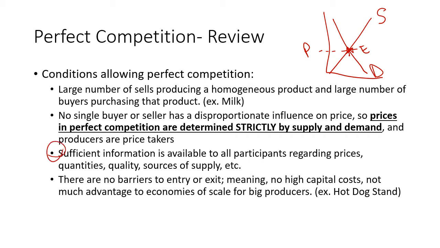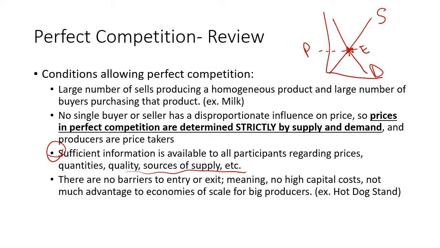Another signifier for perfect competition is that sufficient information is available to all participants regarding prices, quantities, quality, sources of supply, etc. So there is no hidden knowledge anywhere. Anybody can go ahead and look at what the market price for milk is, what the market price for corn is online, or hear it on the radio. There's lots of public information available for research that has been done, so the best way to produce milk, grow crops, things like that. There's not a lot that is hidden when speaking about some of those products that exist in a perfectly competitive market.